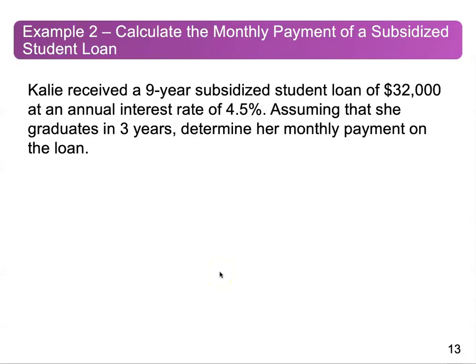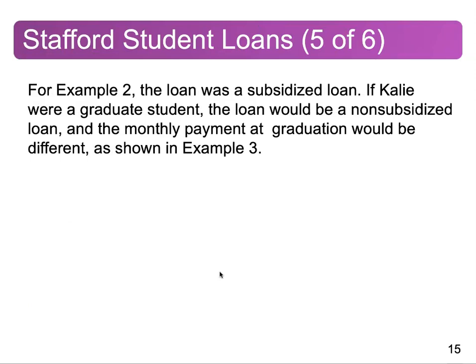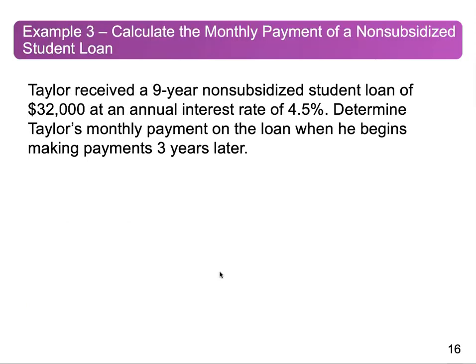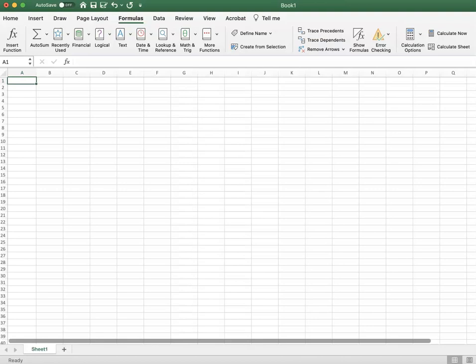In that example, she had a subsidized loan, and so there was no interest being accrued during the time that she was in school. However, let's say that she had done a non-subsidized, or an unsubsidized, loan. That means for those 3 years that she's in school, it's going to accrue interest. So let's see how much these payments would be for the unsubsidized loan. When we go into Excel, we first need to calculate what the new principal amount is going to be.